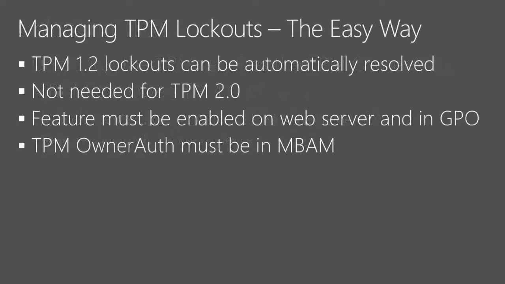So what is the easy way? The easy way is that we've made it so that TPM 1.2 devices can automatically unlock themselves. You have to enable this feature since it's kind of a security feature. You have to enable it as you're configuring the new version of MBAM. And then you also have to configure a GPO for those devices that you want to enable this for. Once you've done that, you also have to make sure that the TPM owner auth for that device is in the MBAM database.